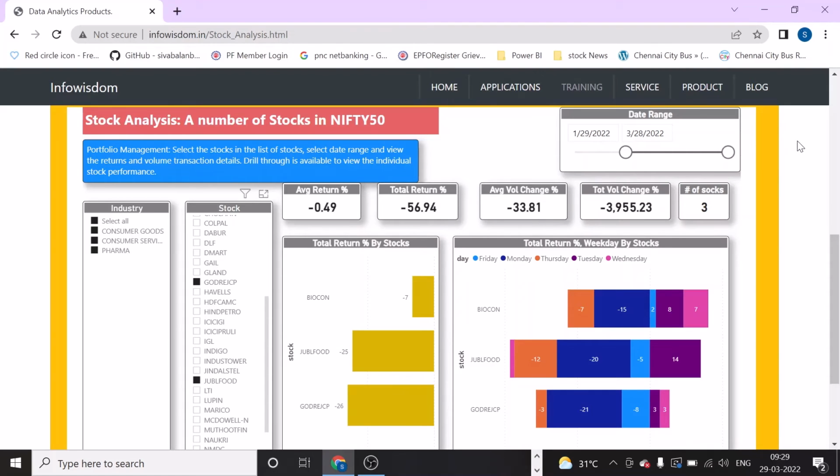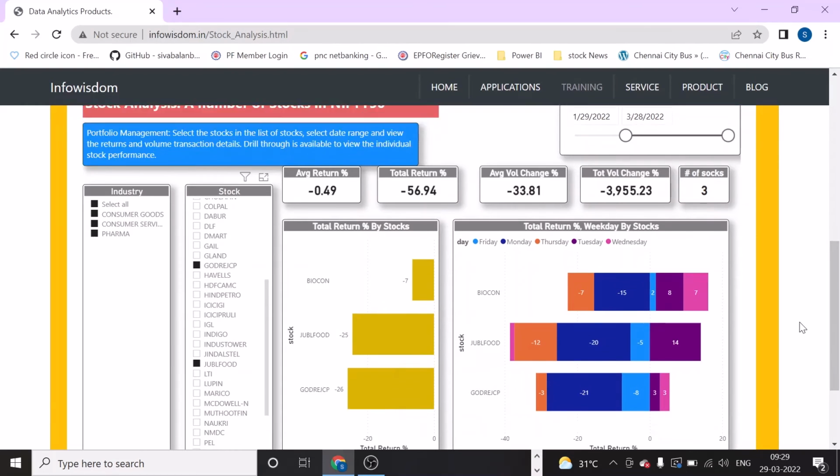For this period of time, Biocon gives a cumulative return of -7%. At the same time, Jubilant Food gives -25%, and Godrej CP gives -226%. Now you can reconsider your decision. Either you can buy Biocon or Godrej CP, because comparison will give you some kind of information. So you can find out whether you can buy Biocon or Godrej CP or Jubilant Food based on additional information.